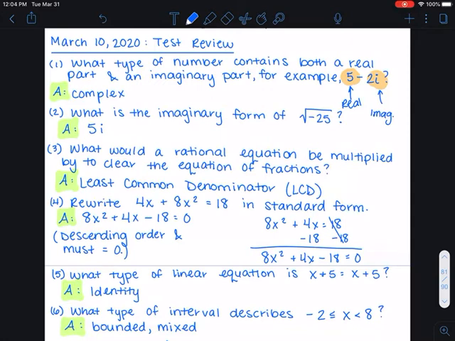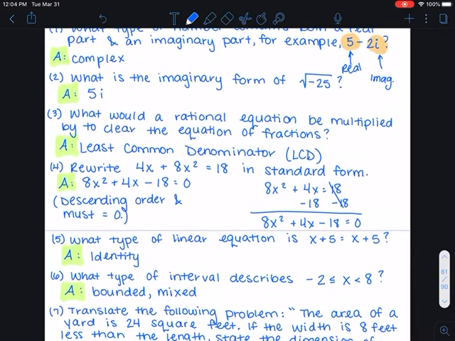Okay. Number 2, what is the imaginary form of the square root of negative 25? Again, imaginary numbers typically contain i's, so we're going to pull our i's out, make it 5i. Number 3, what would a rational equation be multiplied by to clear the equation of fractions? If you have fractions, you want to cancel them, multiply by the least common denominator. It'll cancel all of your denominators.